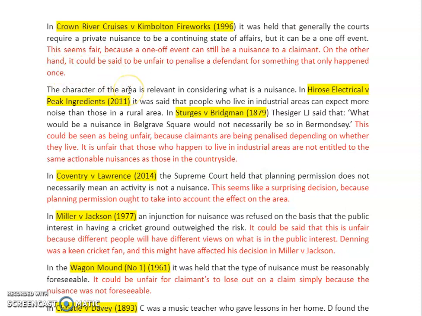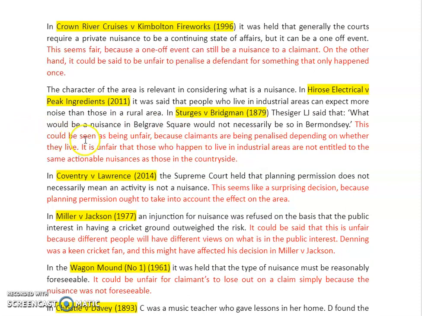The character of the area is relevant in considering what's a nuisance, and I think this is quite controversial. So we've got Heroes here, where it was said that people who live in industrial areas can expect more noise than in a rural area. And then in the case of Sturgis and Bridgman, we have a very famous quote here that I've included from the judge. What would be a nuisance in Belgrave Square would not necessarily be so in Bermondsey.